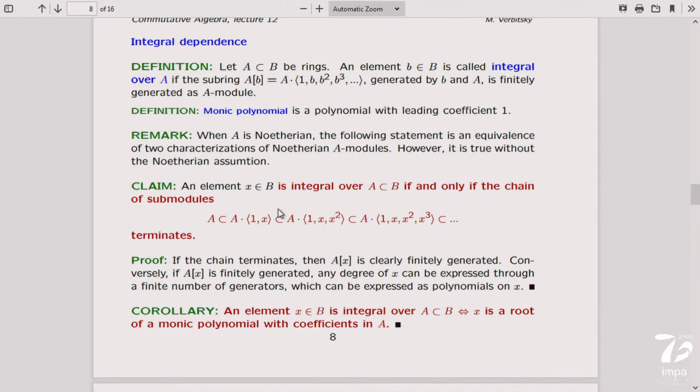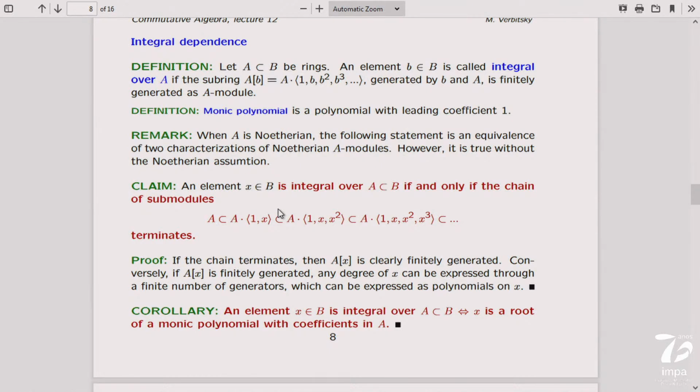Everybody uses it a lot because it's quite often that you have to pass from the ring to its fraction field to work with algebraic geometry or commutative algebra of this thing. Okay. So I finished with birational maps. Now I'm doing integral dependence.